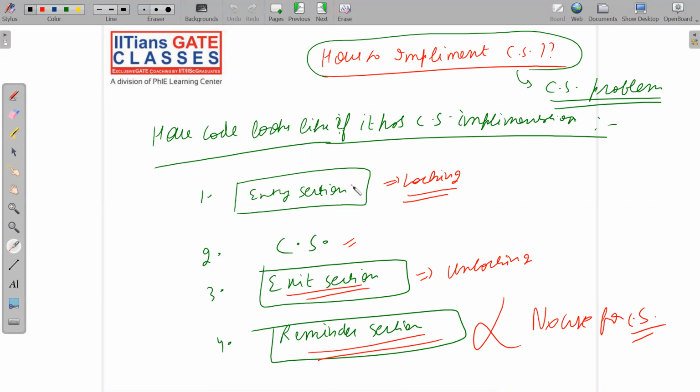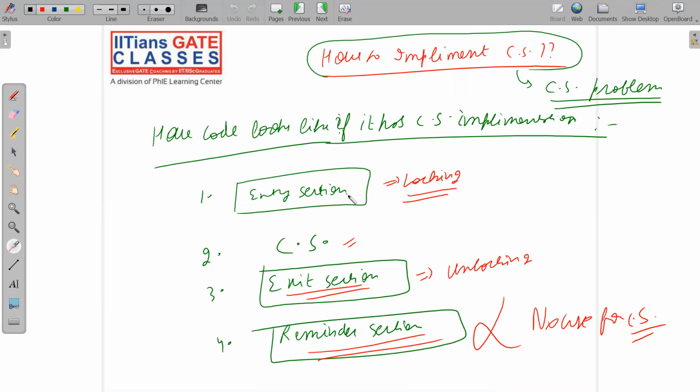So we have an entry section where locking will be done, and then the critical section, and then an exit section where unlocking will be done, and then we have the remainder section, which is of no use for the CS. It is not used in the critical section, it is just normal code which you have written. To solve any problem we should have written some code, and that is that code only. Before the critical section there is an entry section which will apply a lock.